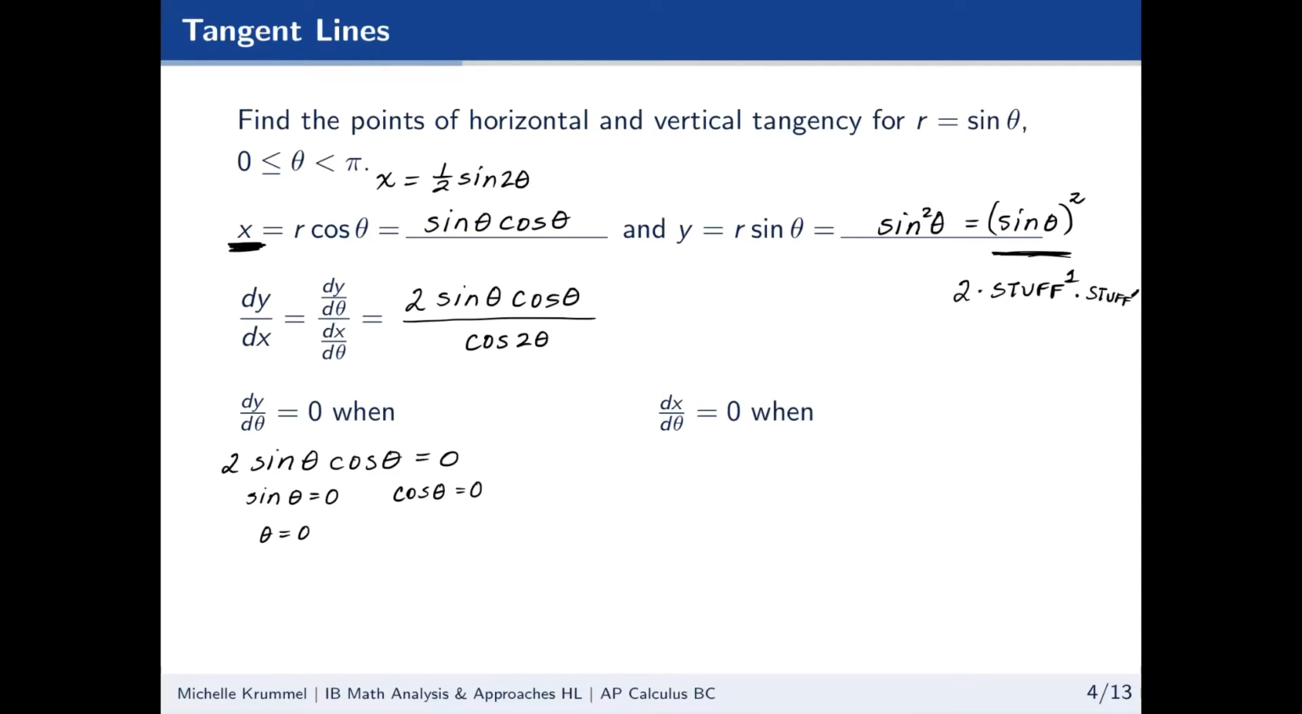So moving on, where does cosine theta equal 0? That's when theta equals pi over 2, and then 3 pi over 2, but 3 pi over 2 is outside of our interval. It's bigger than pi, so I won't use that.